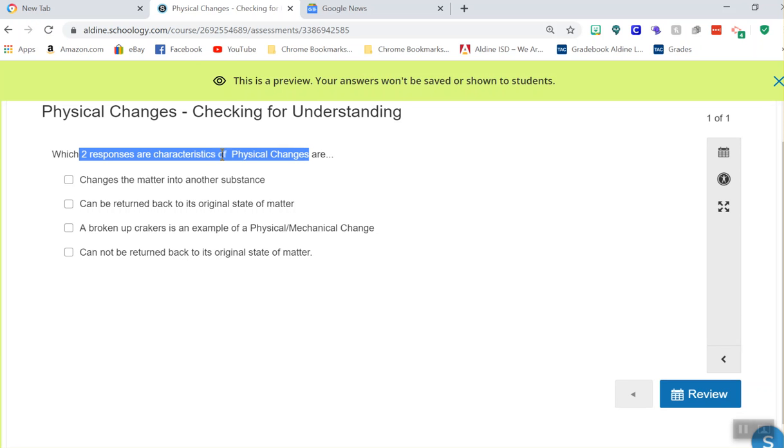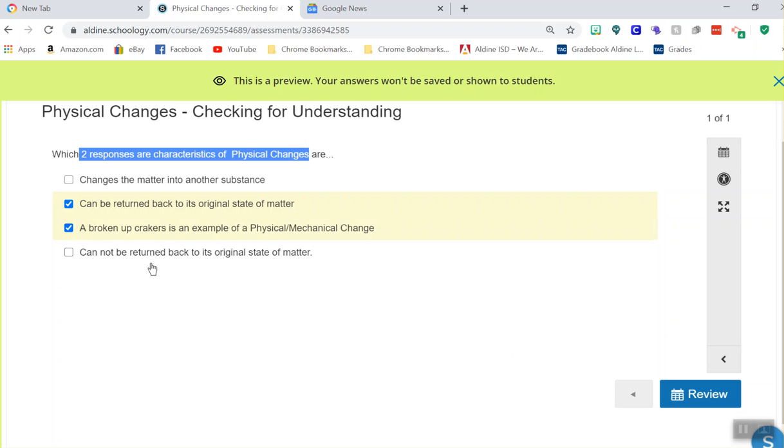Can change matter into another substance? No, that would be a chemical change, so that's not going to be our answer. Can be returned back to its original state of matter? Yes, this is true of all physical changes. A broken up cracker is an example of a physical chemical change. Yes, that is correct.